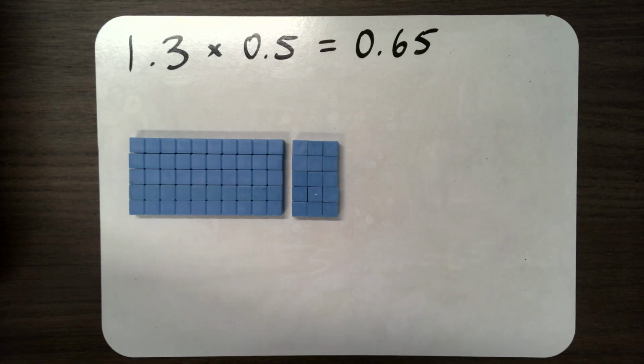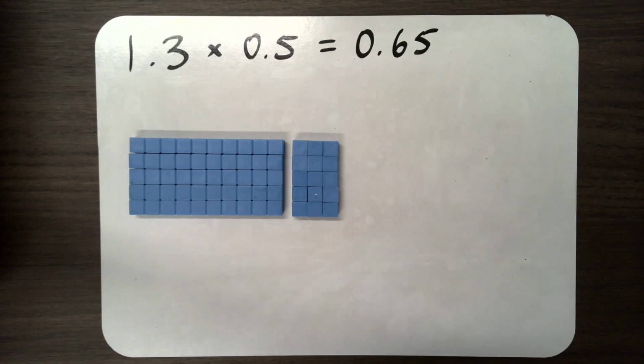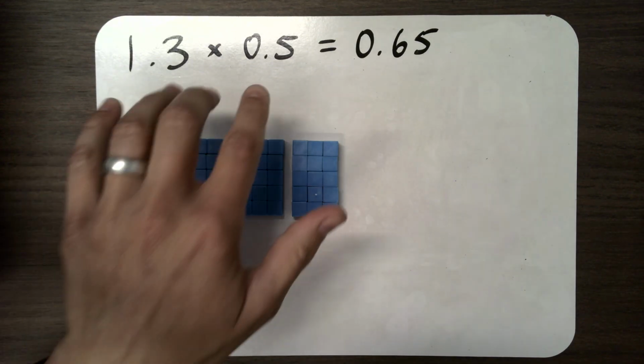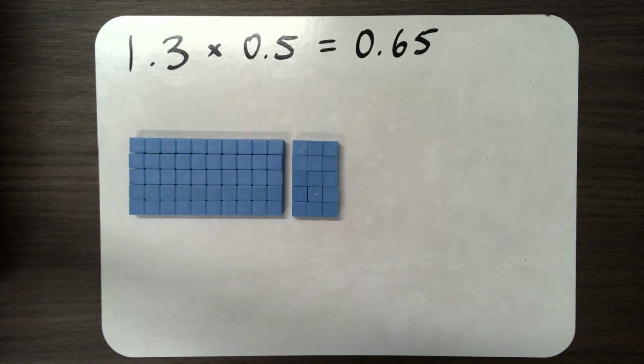In this video we're going to discuss CRA models for decimal multiplication algorithms. So we're going to look at two. The first one I'm going to show is actually converting this decimal multiplication problem to a fraction multiplication problem. And we'll use that with our model to explain the standard algorithm for multiplying decimals.